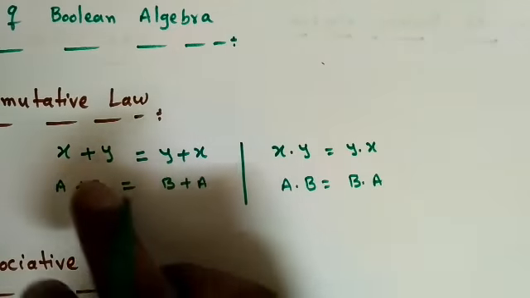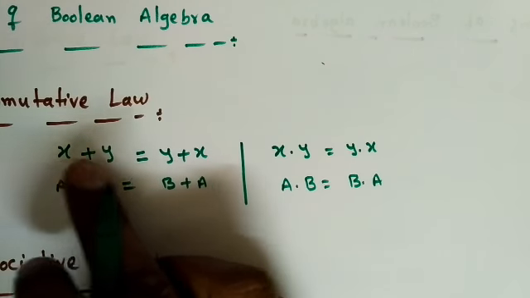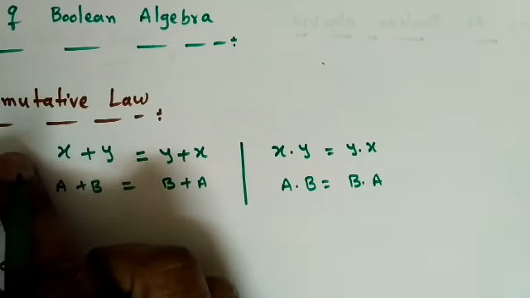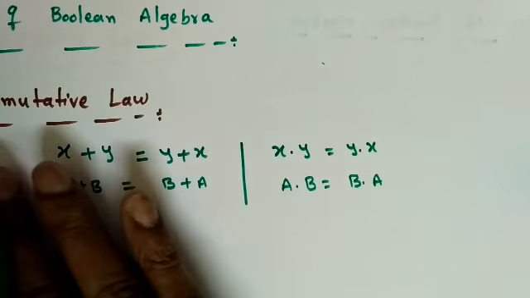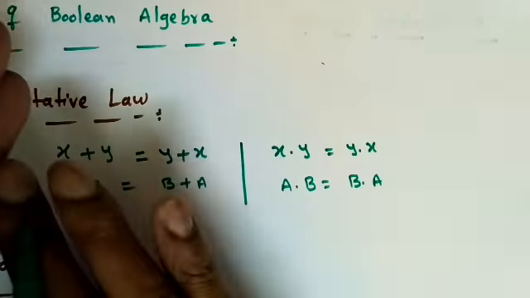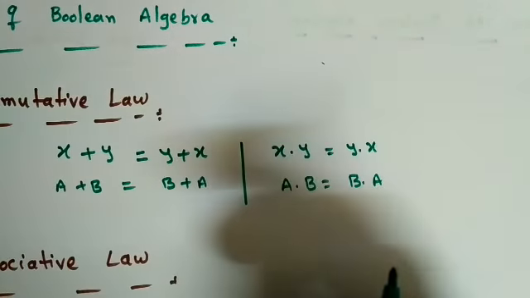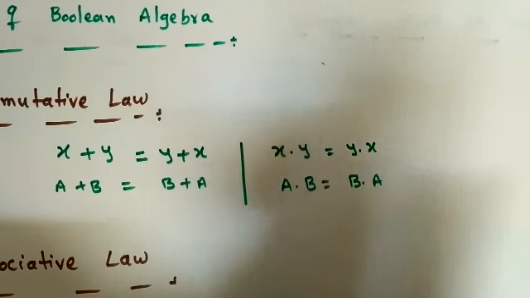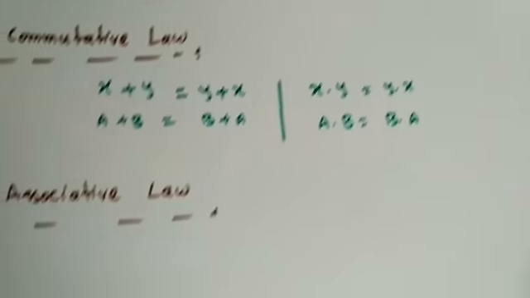You can verify. Suppose you take x is equal to 1, y is equal to 1, what is the value? We'll get 1 only. Similarly, 1 plus 1, or if you interchange also, it will be the same, right? So you will get the same value. So that is the commutative law. Next one is the associative law, right?